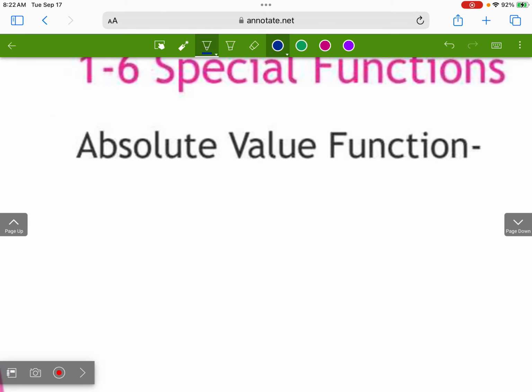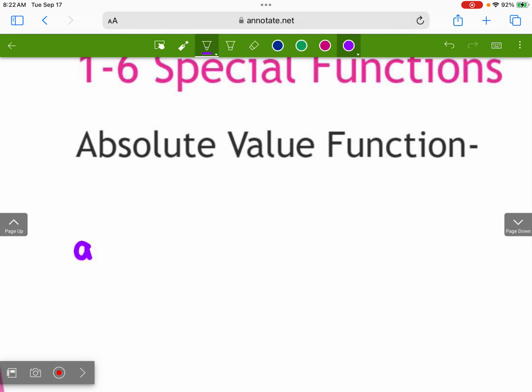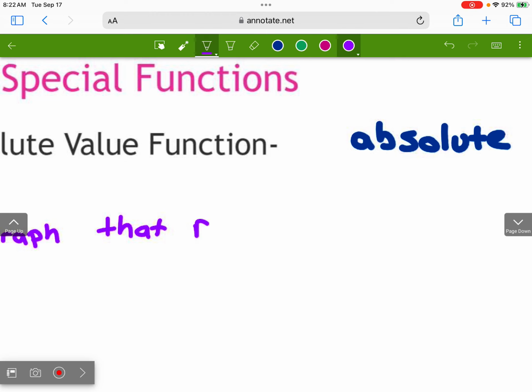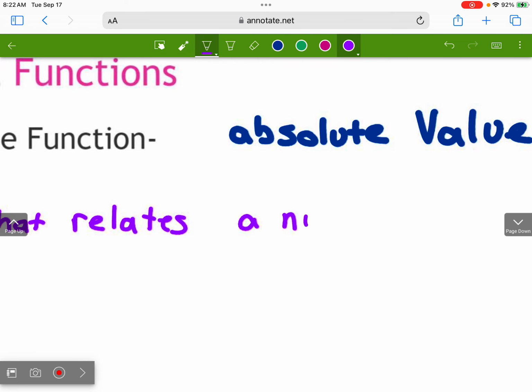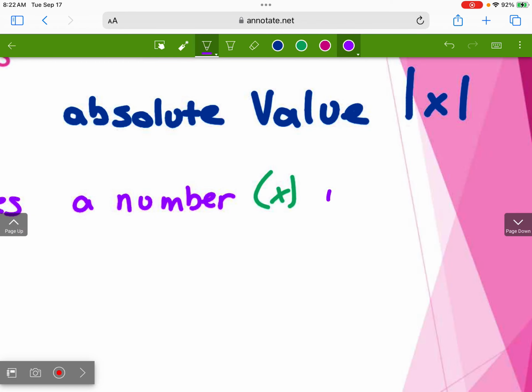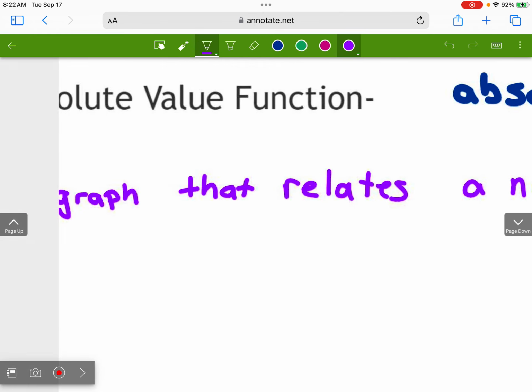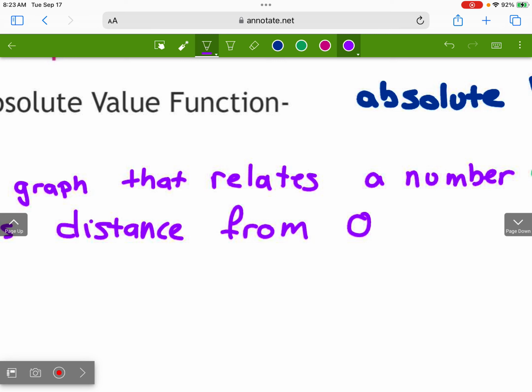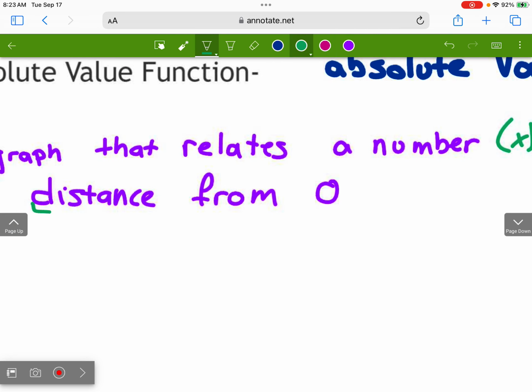So what an absolute value function is, a graph that relates, so puts in relationship X and Y, a number, which we will be using our X, with its distance from 0. And its distance will be our Y.